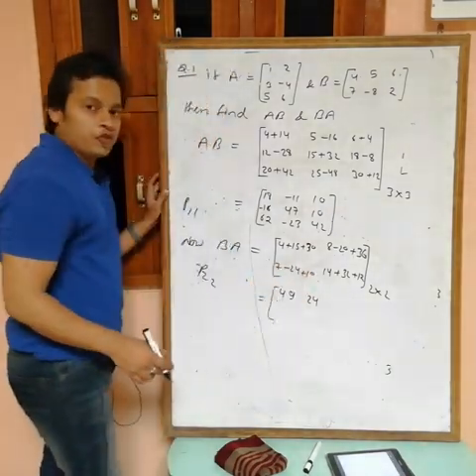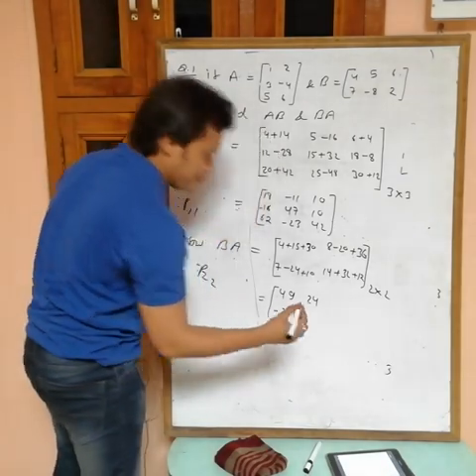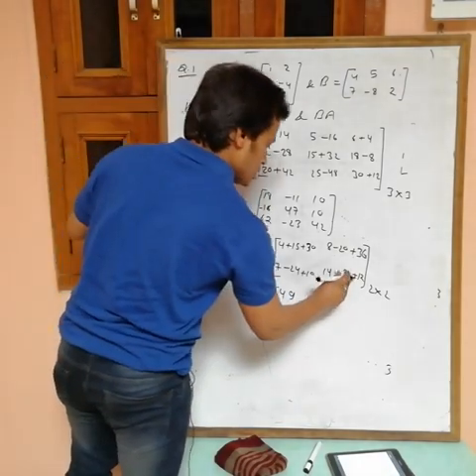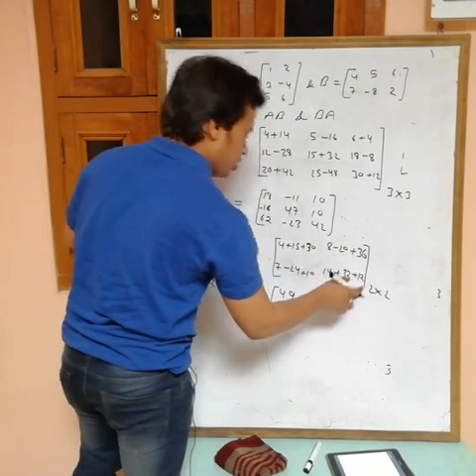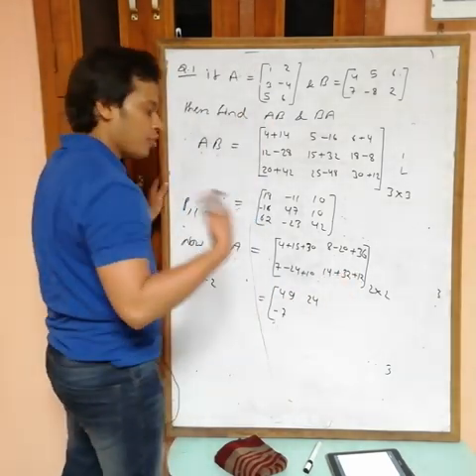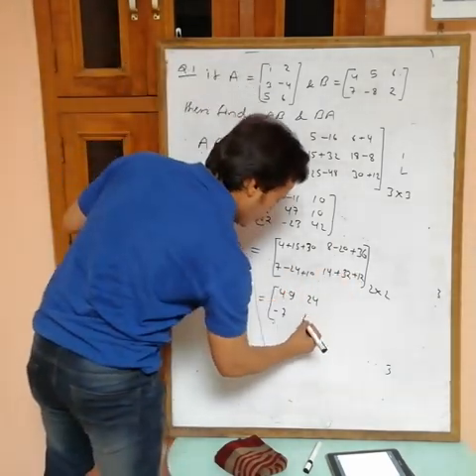17 minus 24, minus 7, and this is 32. 14 and 32 is 46. 46 and 12 is 58.